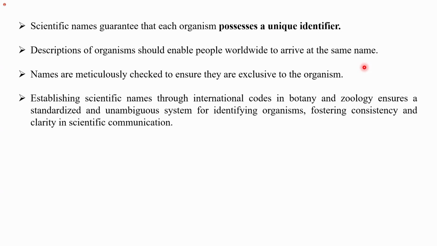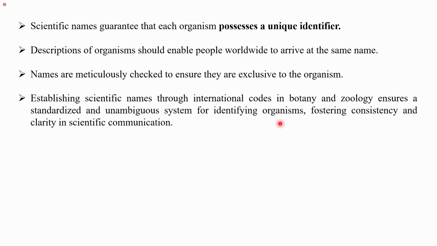So names are meticulously checked to ensure that they are exclusive to the organism. There is no other organism that exists by the same name in any part of the world. And establishing scientific names through international codes in botany and zoology ensures a standardized and unambiguous system for identifying the organisms, fostering consistency and clarity in scientific communication.